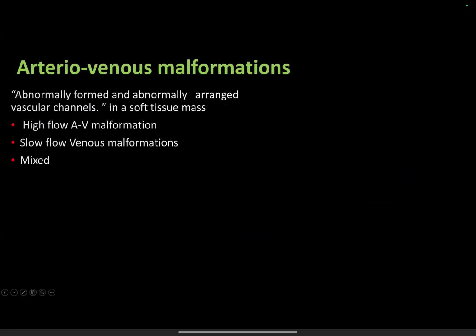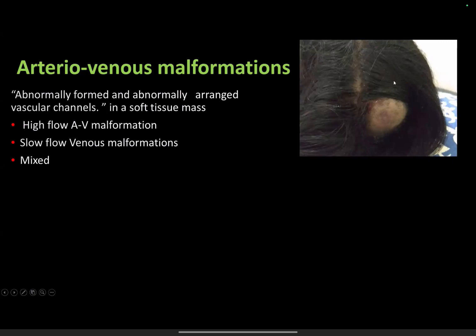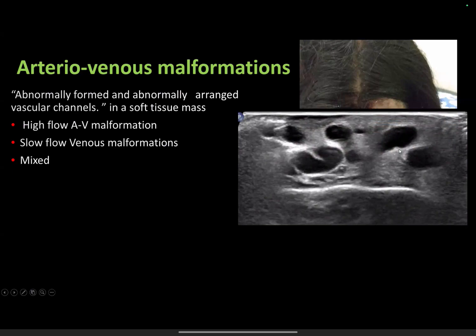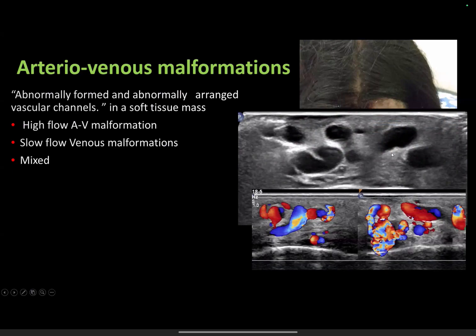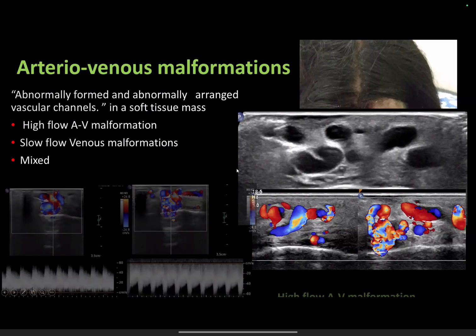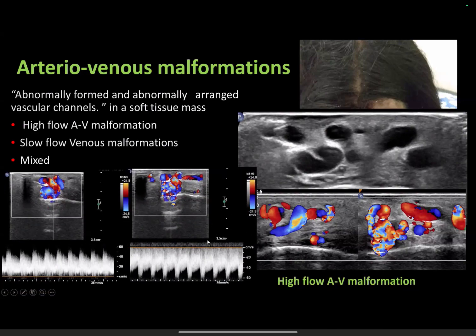Now, malformations are basically abnormally arranged vascular channels in a soft tissue. They can be developmental, and they can be high flow AV malformation or slow flow venous malformation, or they can be mixed. So this is a young girl with small swelling at the scalp. There is a soft tissue mass with multiple cystic and tubular channels. On color Doppler, we can see these channels are showing tremendous vascular signals. And on spectral Doppler, we can see low resistance high flow in the arterial and low resistance high flow in the venous channels, which becomes arterialized. So this is a typical high flow AV malformation of the scalp.